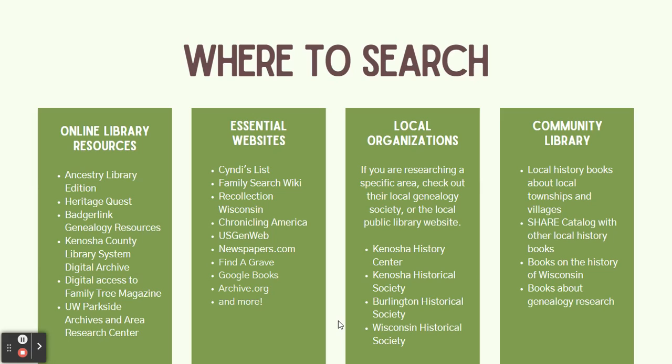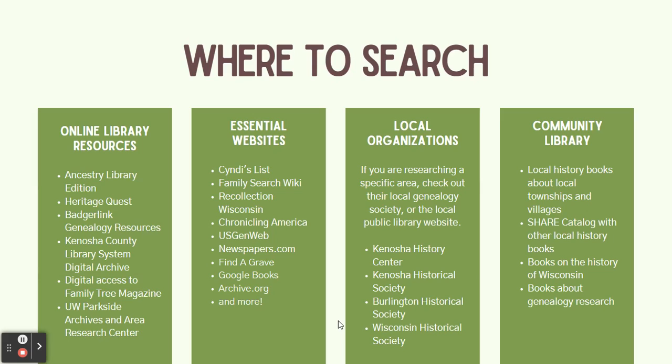So the first resources I wanted to highlight are the online library resources. These are all free, available through the library or through the area. We have Ancestry Library Edition and Heritage Quest Online. These both are free and you can use them at home with your library card. All you have to do is log in, and they complement each other. Some collections are available on Ancestry only, some on Heritage Quest only. There's also BadgerLink genealogy resources, which is available through the state of Wisconsin. One that I want to highlight there is the newspapers.com Worlds collection available through BadgerLink.